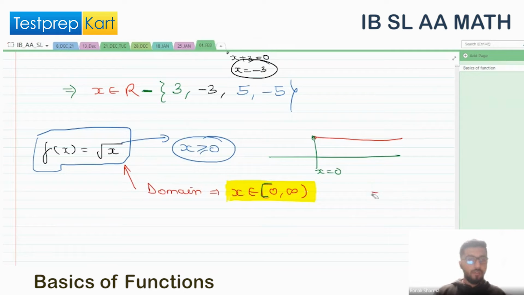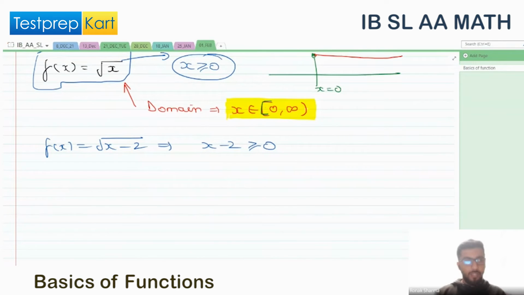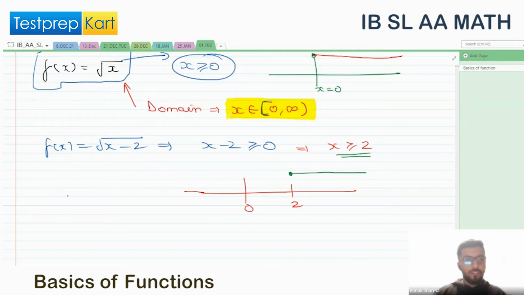Okay. Now, let's say if I give you root over x minus 2. So that means here x minus 2 should be greater than or equal to 0, right? That means x should be greater than or equal to 2. So greater than or equal to 2, this is 0, this is 2. Including 2 and greater than 2. So the domain is given by x belongs to closed 2 to infinity. Got it?